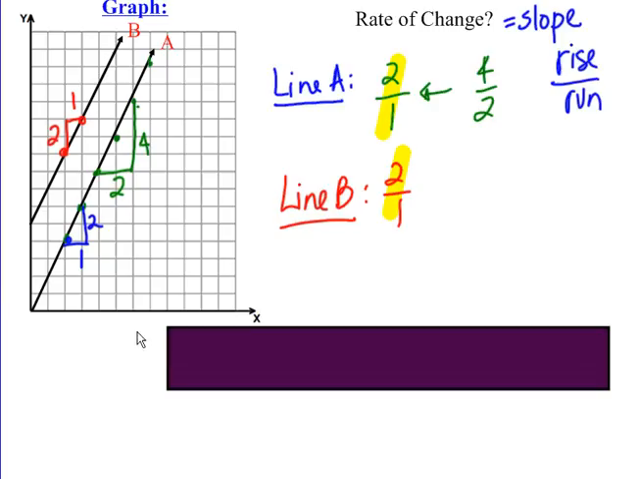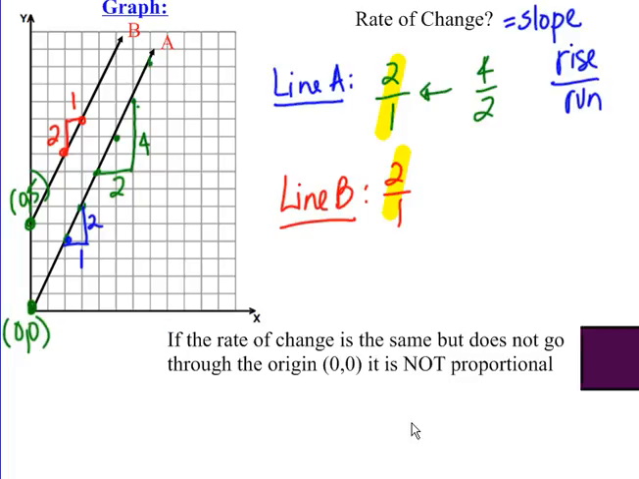But there is something different about them. One starts at (0, 0), the other starts at (0, 5). Because they have different starting points, they are a little bit different. And this is what makes the difference between being proportional and not proportional. It's that small of a difference. So the rate of change is the same, but the line does not go through the origin. It's not proportional. The rate of change stays constant, but since it's not going through the origin, we're going to say it's not proportional. Okay, that's all you have to remember.